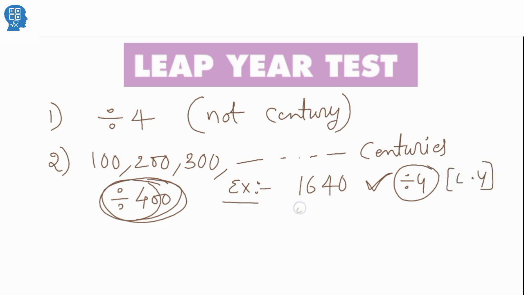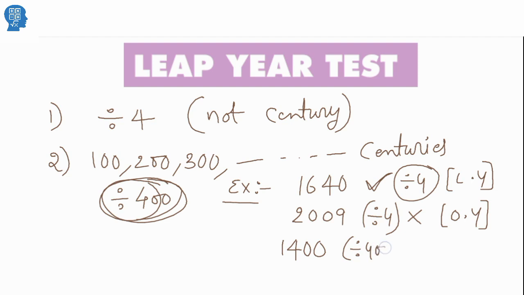One more example. 2009. The year 2009 is not a century. Then we have to check whether it is divisible by 4 or not. Yes, it is not divisible by 4. So it is called an ordinary year. Next, one more example. 1400. I am seeing here the last two digits are zeros. So it is a century. Then we have to divide by 400. Yes, 1400 is not divisible by 400. So it is called an ordinary year.